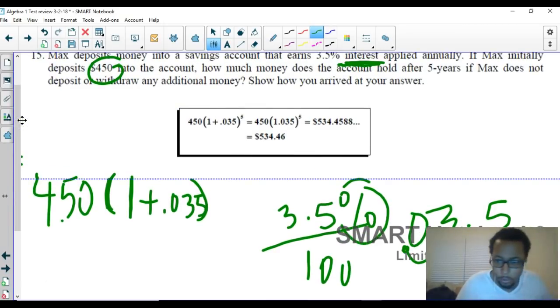Now, what's missing is how much am I going to have after 5 years? So that's my time, okay? Once you do the math, you're going to get that answer, okay? Pretty simple step. Everyone should get this right. Just don't confuse yourself if you see a decimal in the percent. It's still considered a percent until you move it over twice or you divide by 100.